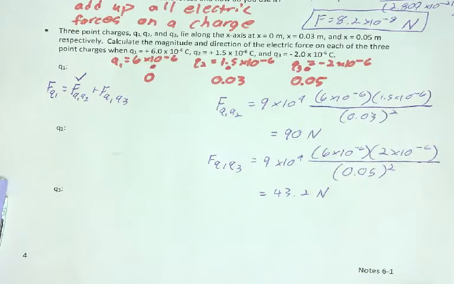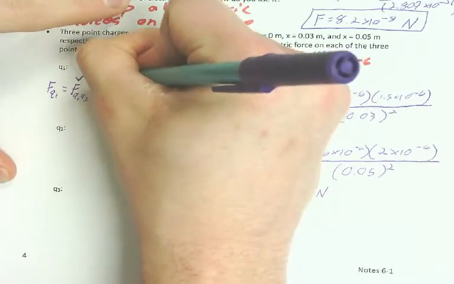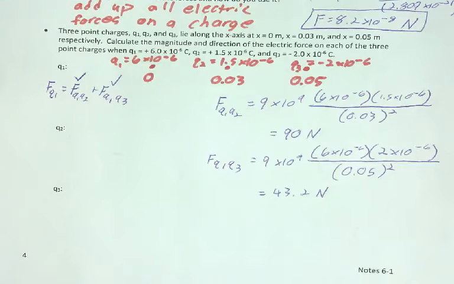Okay, I figured out what happened because of charge 2. 90 newtons happened because of charge 2. I figured out what happened because of charge 3. 43.2 newtons happened because of charge 3. All I have to do now is add the two together. However, you have to be careful.